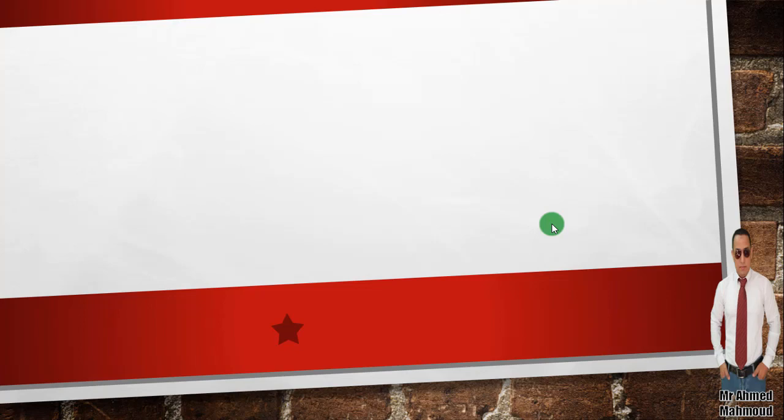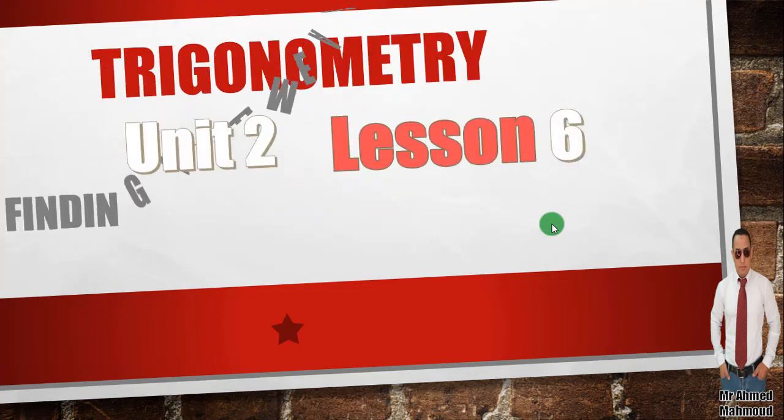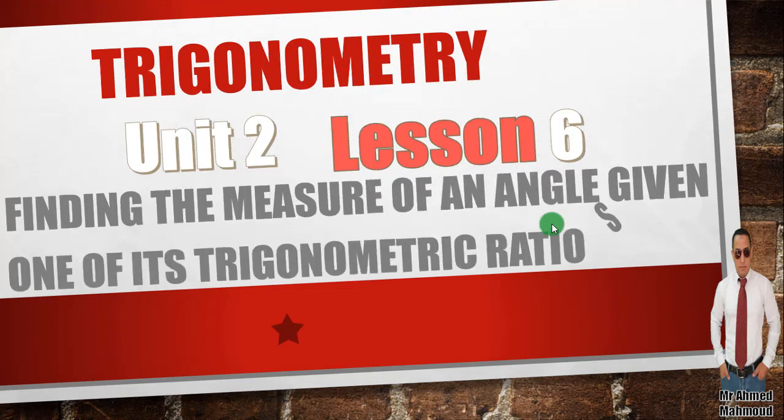It's Mr. Ahmed Mahmoud with you today to introduce a new mathematics lesson. Today, inshallah, we have Trigonometry, Unit 2, Lesson 6. The lesson is called Finding the Measure of an Angle Given one of its trigonometric ratios. This lesson, inshallah, is the last lesson in trigonometry in this term. This lesson depends on finding the angle by using sine, cosine, or tan, or sec, cosec, and cotan. As we studied in the related angles, let's start the lesson.